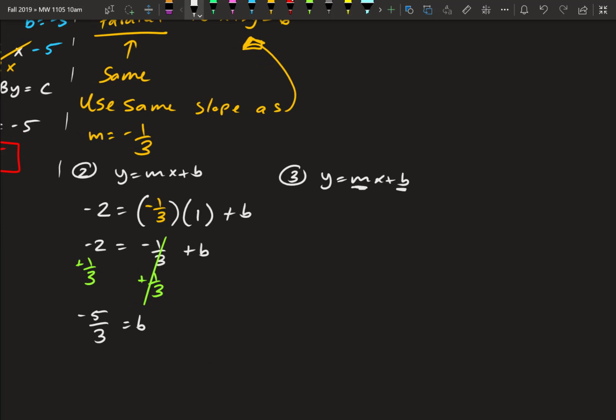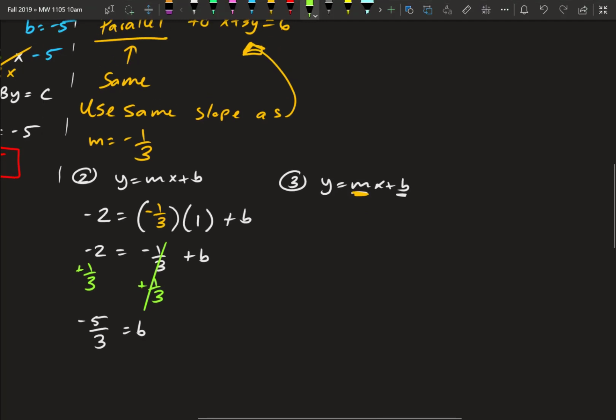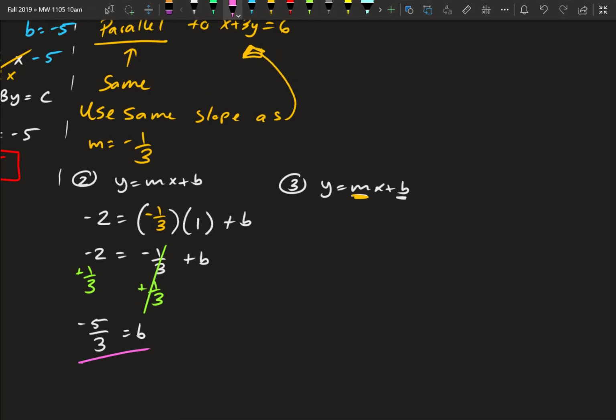So now we're going to plug in what we found into step 3. So what we found was m, and we also found b. So let's plug it in. We have y equals negative 1/3 x plus b, so minus 5/3.